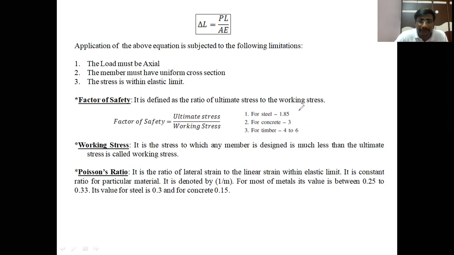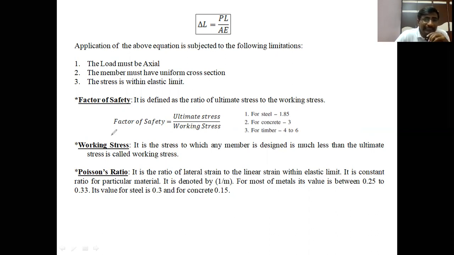Some examples I have given at this place. For steel, the factor of safety is 1.85. That means the ultimate stress is equal to 1.5 times the working stress. For concrete, it is taken as 3. Ultimate stress, that is the maximum stress that can be withstood by the material, is 3 times the working stress. Working stress means the design stress. The design stress must be less than 1/3 of the ultimate stress for the concrete. Then for timber, it is 4 to 6. The factor of safety for timber is 4 to 6 to be maintained without failing of timber.